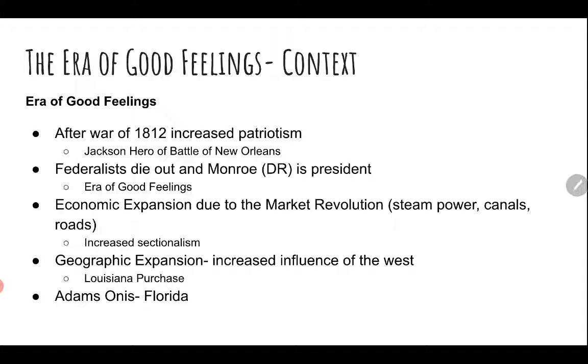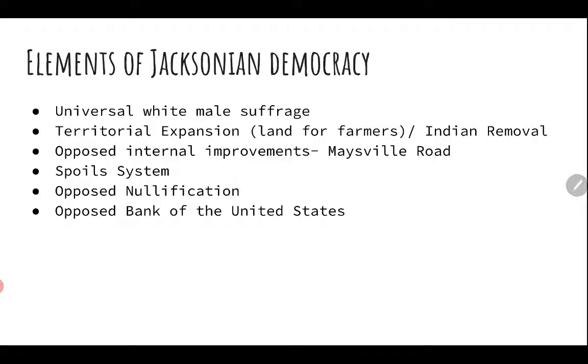We also have economic expansion due to the market revolution. And because of that, you have what people call increased sectionalism. You have the North, the South, and the West. You have our geographic expansion, Louisiana Purchase, and Adams-Onis for expanding west. So I think any of these things would be a good context because it'll be before the age of Jackson, which is what we're getting into.